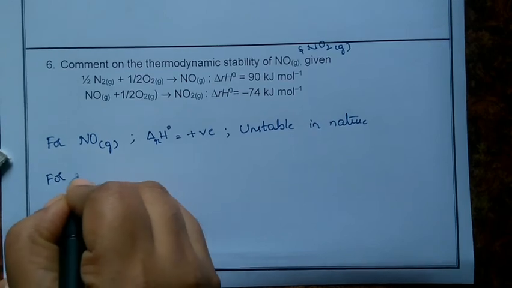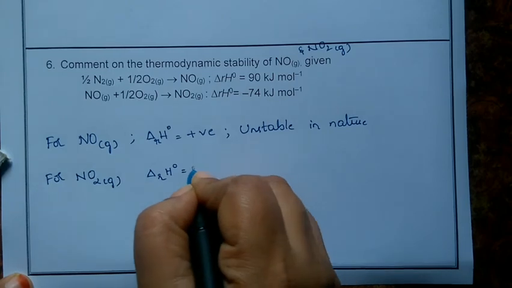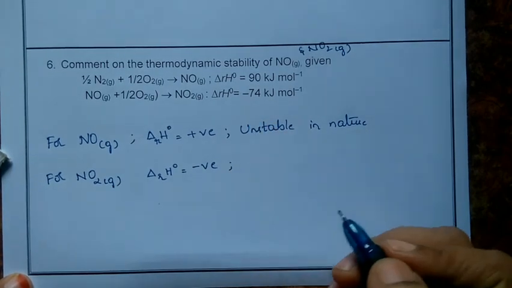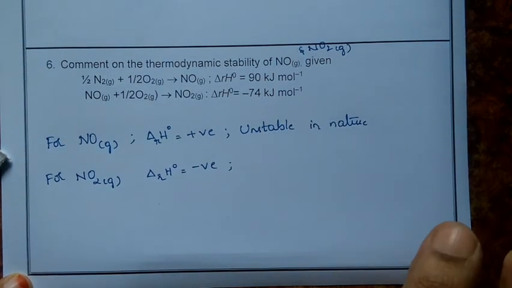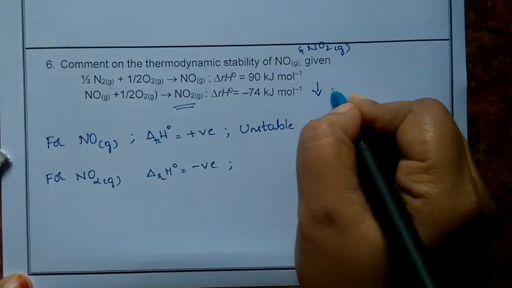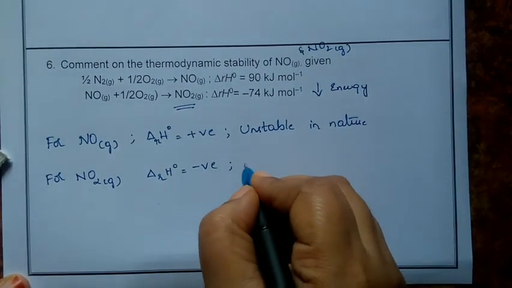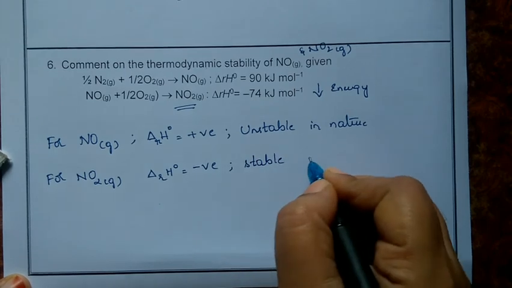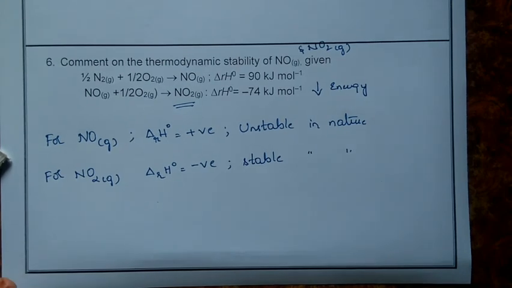For NO2, if you check, delta rH naught is negative, it is minus 74. That means energy is liberated. When energy is liberated, the energy of the product is decreasing, and if energy decreases, stability increases. So it is stable in nature. Clear? So stability and energy are inversely related. More the energy, less is the stability. Less the energy, more is the stability.